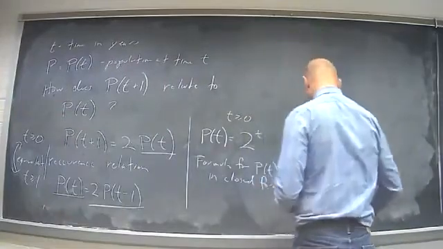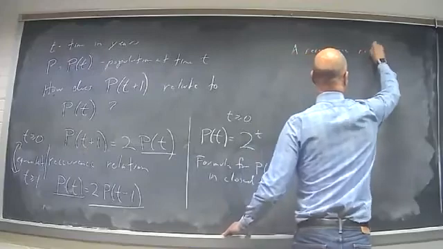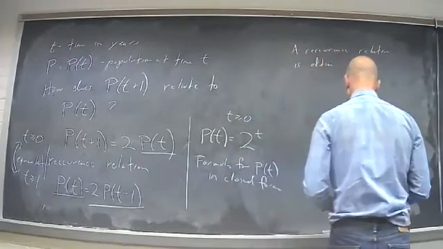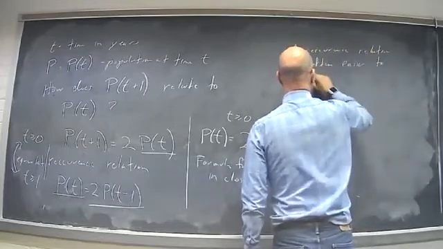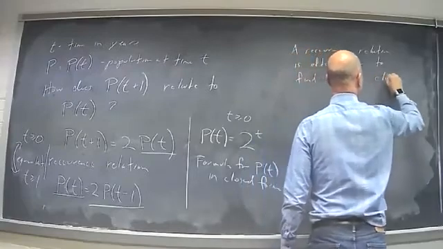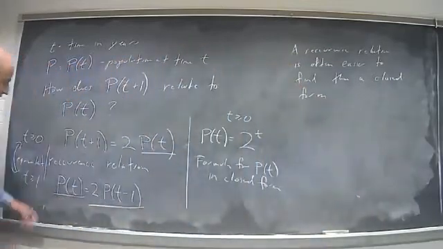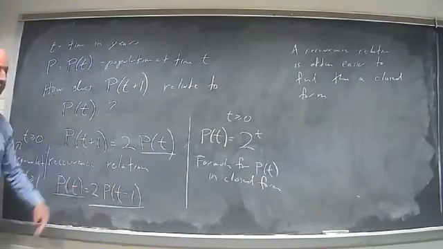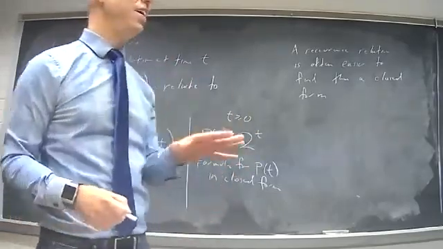A recurrence relation is often easier to find than a closed form. That's the advantage of a recurrence relation. Basically, this is just a rewording in algebraic jargon of what is said in the problem. So the population basically doubles every year. But the closed form has a huge advantage.